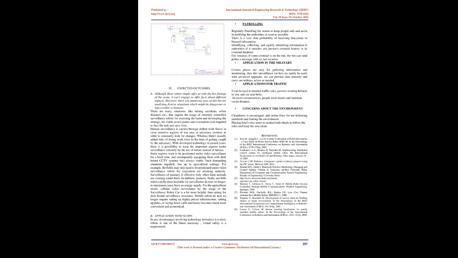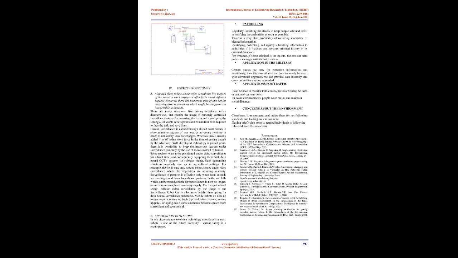Some regions need to be placed under video surveillance for a brief time, and consequently equipping them with stationary CCTV systems isn't always viable. Such demanding situations regularly arise in agricultural settings. For example, the fields may only need to be placed under video surveillance while the vegetation is reaching maturity. Surveillance of pastures is effective only when farm animals are roaming around them.